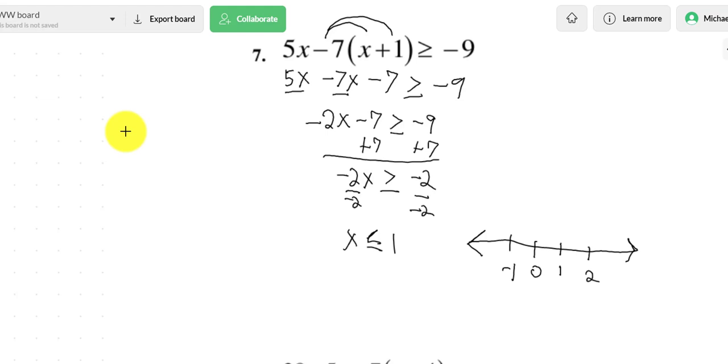Okay, so x is going to be smaller. Remember, the inequality always points to the smaller value. So if 1 is the bigger value, everything to the left of 1 is smaller, and it's a closed dot because there's that little equal sign on the bottom. Right, so x is less than or equal. Looks something like that. Okay.